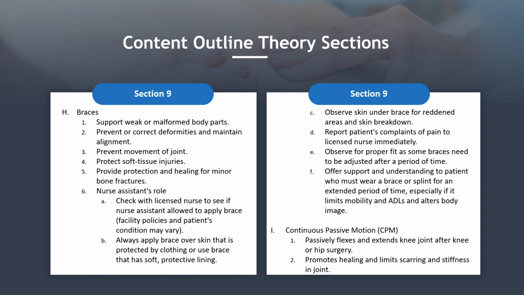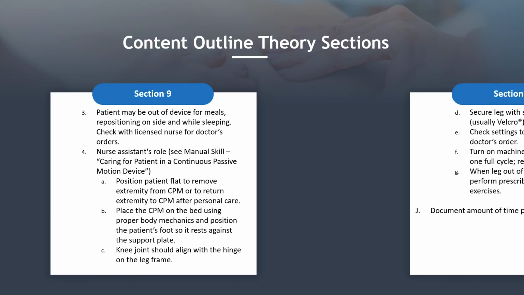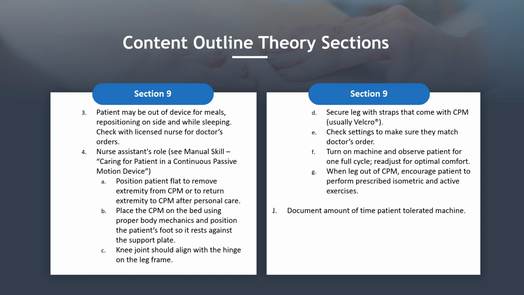Continuous passive motion, CPM. It passively flexes and extends the knee joint after knee or hip surgery, promotes healing, and limits scarring and stiffness in the joint. The patient may be out of the device for meals, repositioning on the side, and while sleeping. Check with a licensed nurse for doctor's orders. Nurse assistant's role: see manual skill, caring for a patient in a continuous passive motion device.